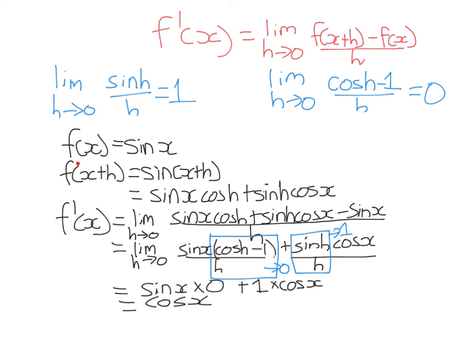So to differentiate f(x) equals cos x, we follow a similar procedure and we still use these two limits and use first principles. But I'll leave that as an exercise. It turns out the derivative of cos x is minus sine x.